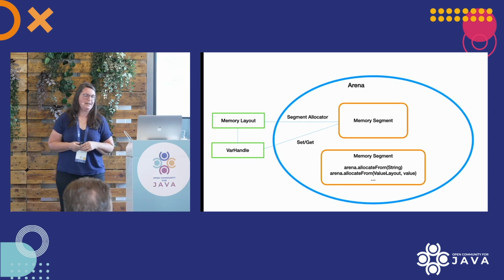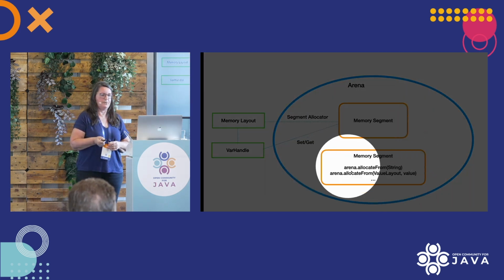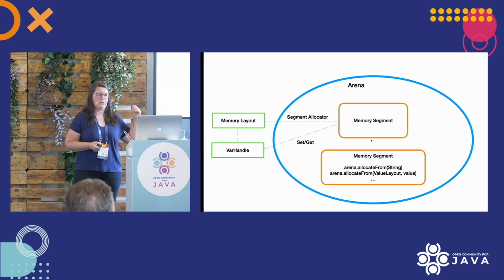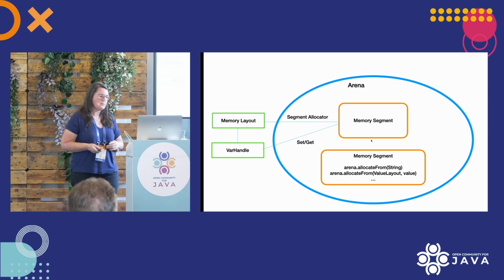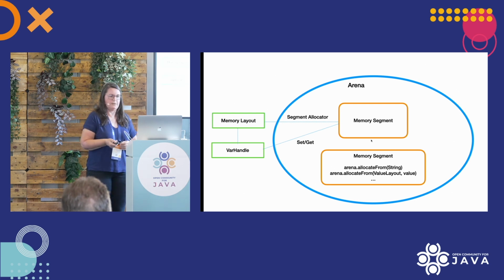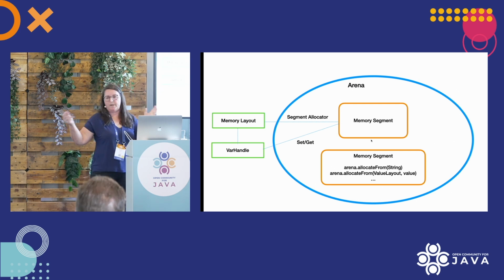So I tried to put it in a graphical way. You have the arena, and inside the arena you have the managed memory segments for that arena, and then you have memory layouts, and the arena gives you allocator methods, so you can create a memory segment based on a memory layout or based on a war handle, or both. Or you have these arena allocate from string methods, or allocate from any other value layout. So this is the way you manage the off-heap memory.